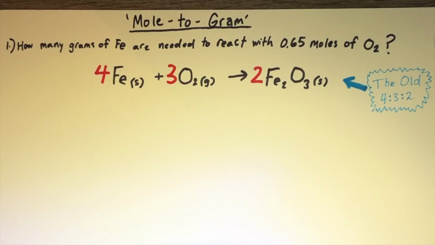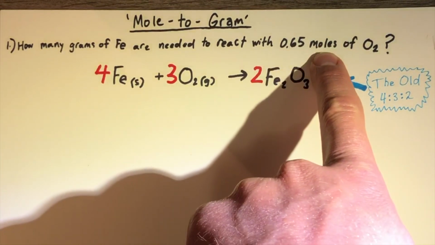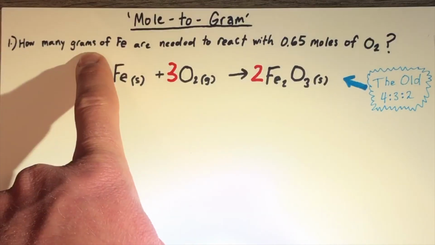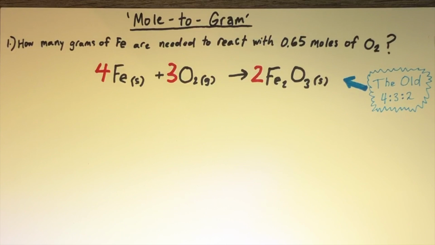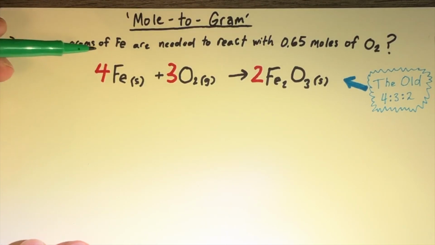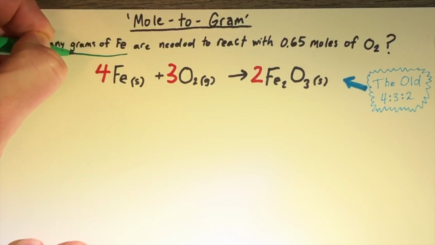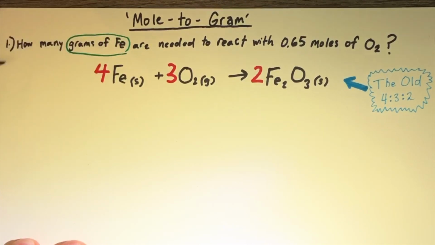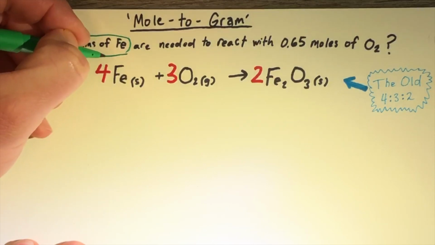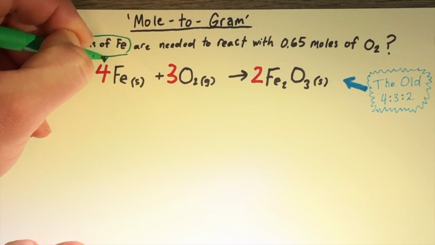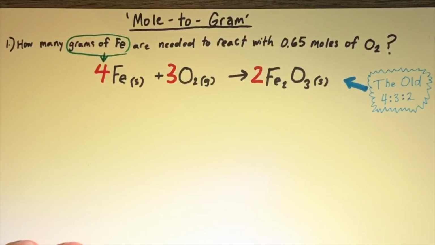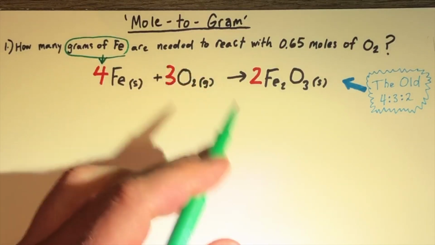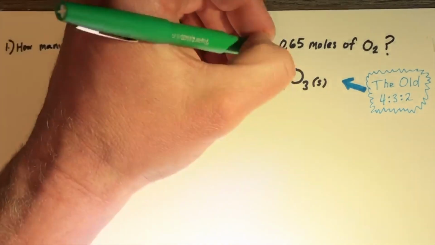So we know it's a mole to gram problem because the number given is in moles and it's asking us how many grams. Moles to grams. Booyah. So remember, the setup for these problems never changes. So it's asking us how many grams of iron. So we circle what we're looking for and our hint is how many. How many grams of iron, and we're going to point to its coefficient, its balance number, which is 4. Iron's coefficient is 4. So are needed to react with 0.65 moles of O2.